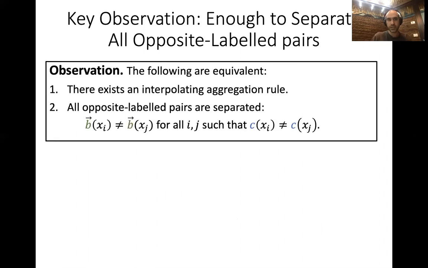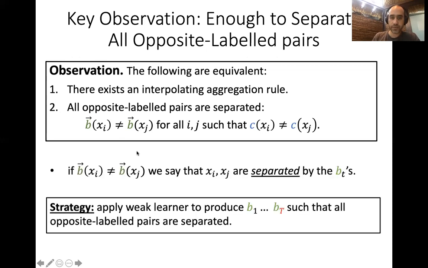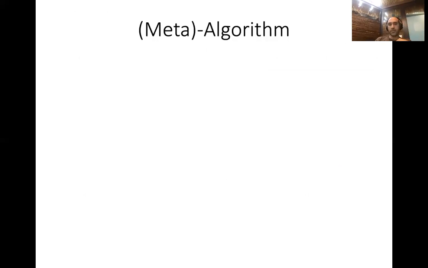Okay, so we summarize it in a lemma or an observation. The following are equivalent. There exists an interpolating aggregation rule, right? So you can aggregate the weak hypotheses in a way that interpolates the data, if and only if all opposite labeled pairs are separated, namely for every x_i and x_j that have different labels, there exists one weak hypothesis which separates them. So this will be a strategy, and the strategy gives rise to this meta algorithm.